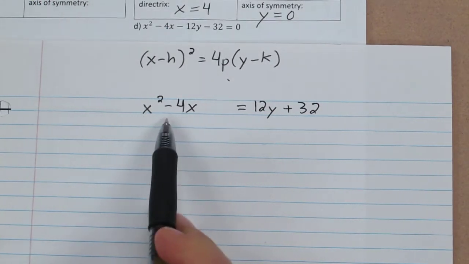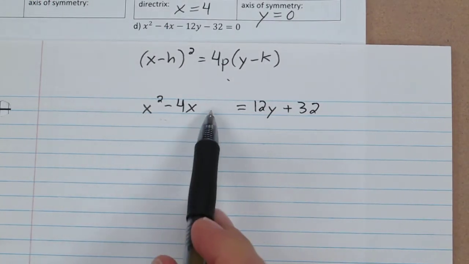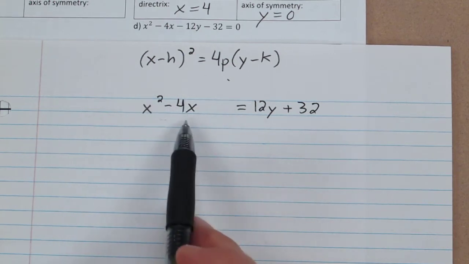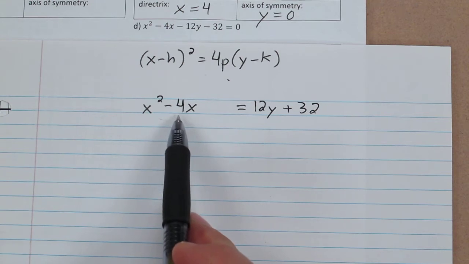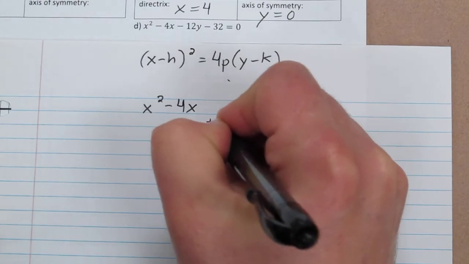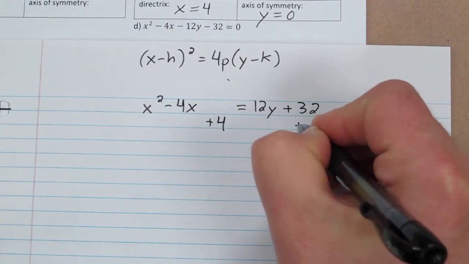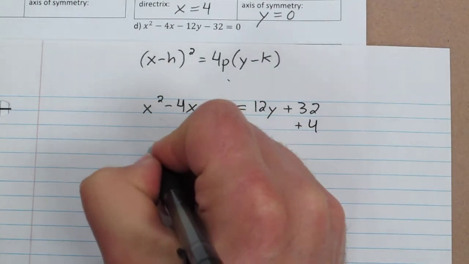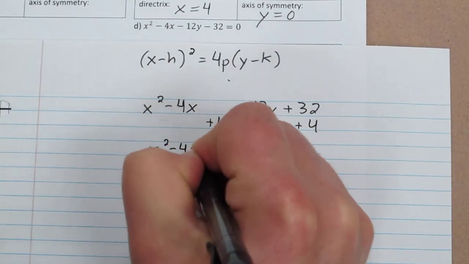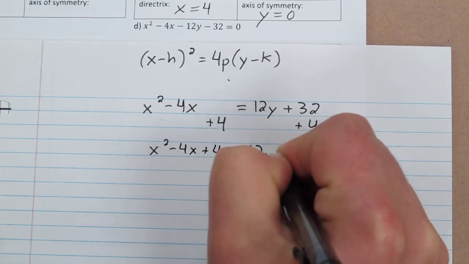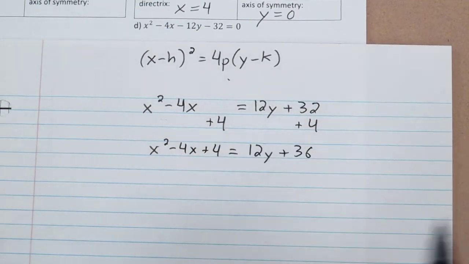Now on this side, what we're going to do is complete the square. What could we add to this side to make this a perfect square trinomial? The way to determine that is cut the negative 4 in half, that gives you 2, and square it, and you get 4. So if I add 4 to this side, I have to add 4 to this side to keep the whole equation balanced, and we end up with x squared minus 4x plus 4 equals 12y plus 36.